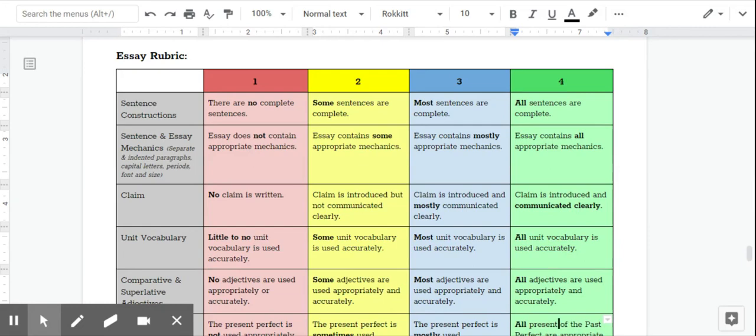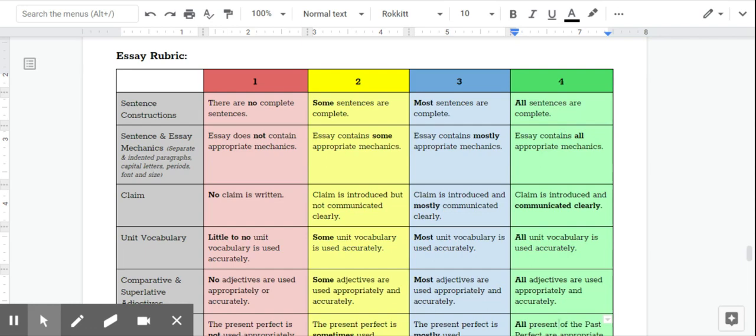Now let's see how you will be graded. Here is your essay rubric. You have your point values, 1 being the lowest, 4 being the highest, and then we have the categories on the left-hand side. So the first category is sentence constructions. To get a 4, all of your sentences need to be complete. They all need to have a subject and a verb.